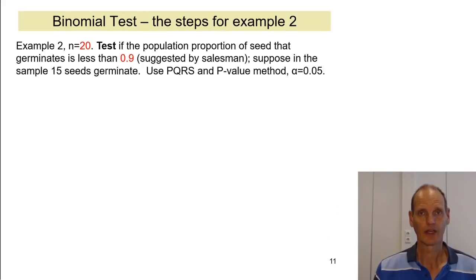So we'll now look at a binomial test and go through all the steps. Example 2 was about germination of seeds. We want to test in this case if the population proportion of seeds that germinate is less than 0.9. That 0.9 is suggested by the salesman. They write it on the package maybe. And we suppose that 15 sample seeds germinated.